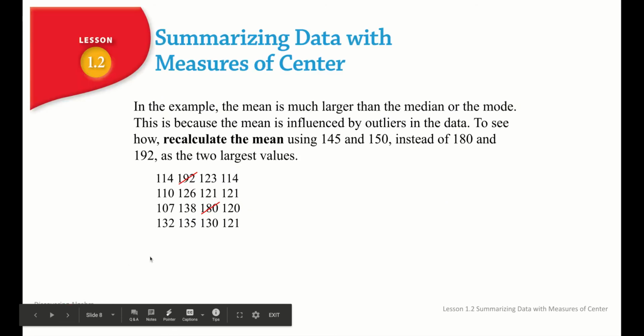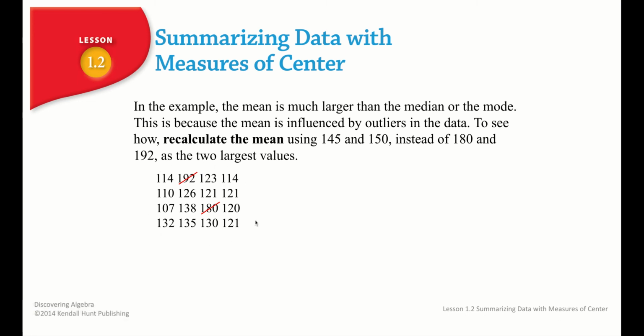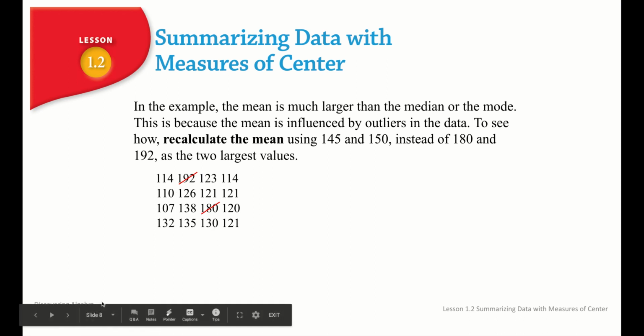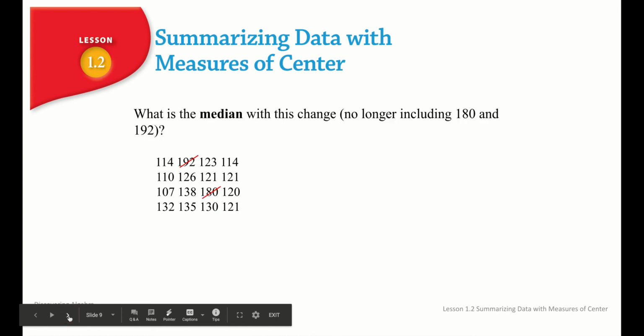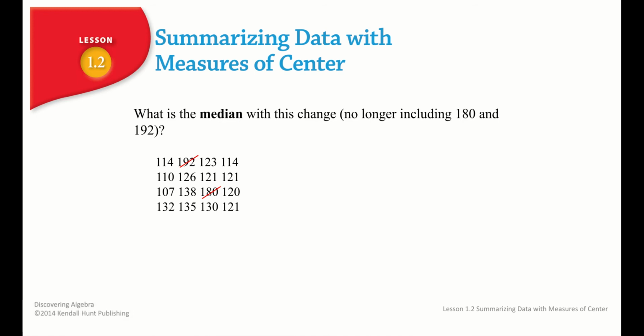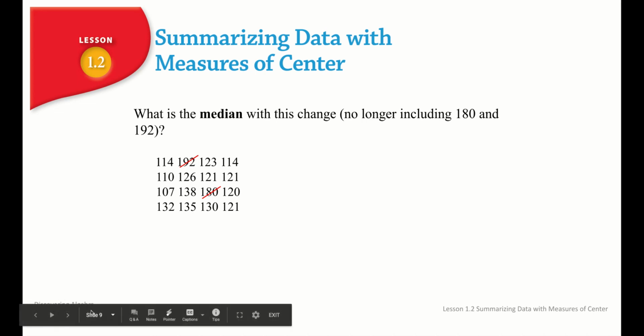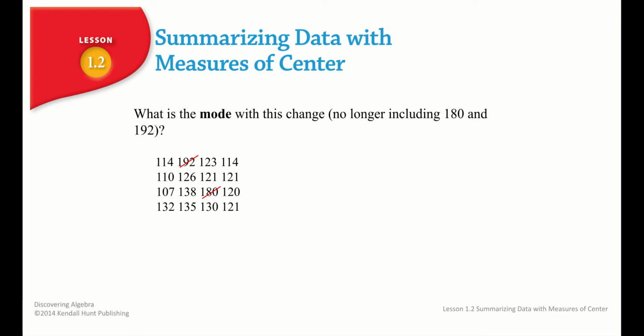So what I want you to do now is take this data, the same data we had before, but we're going to cross out our two outliers and recalculate the mean. Then figure out what the median would be, again, by taking out those two outliers, getting rid of 192 and 180. What is the median? And finally, taking away the 192 and the 180, calculate the mode, figure out the mode.